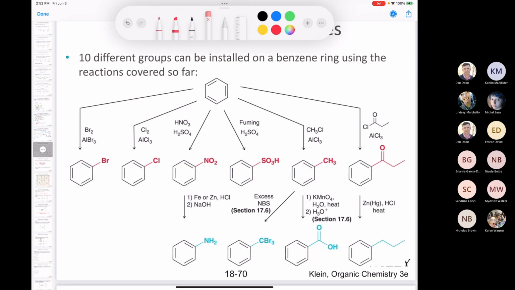So a couple of things about this whole table here is we talked about bromination, chlorination, nitration a lot today. We talked about sulfonation, and we even talked about desulfonation, so going backwards, which is with dilute H2SO4. What else? We talked about Friedel-Crafts, so Friedel-Crafts alkylation and acylation. Then we talked about the Clemmensen reduction, so Clemmensen reduction here. And we also talked about the reduction of a nitro to an amine using iron or zinc.